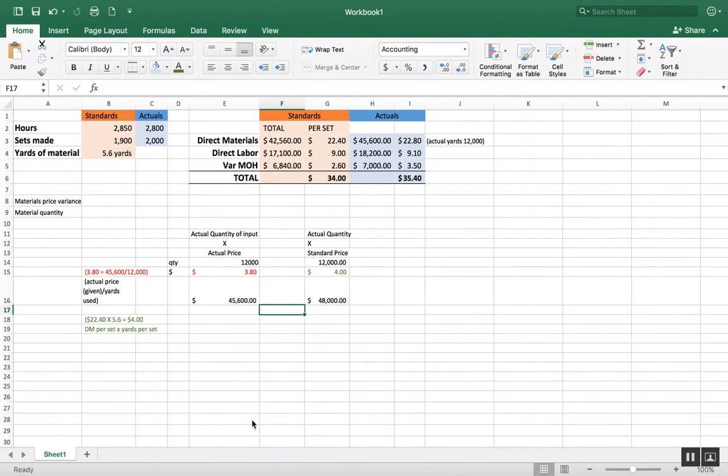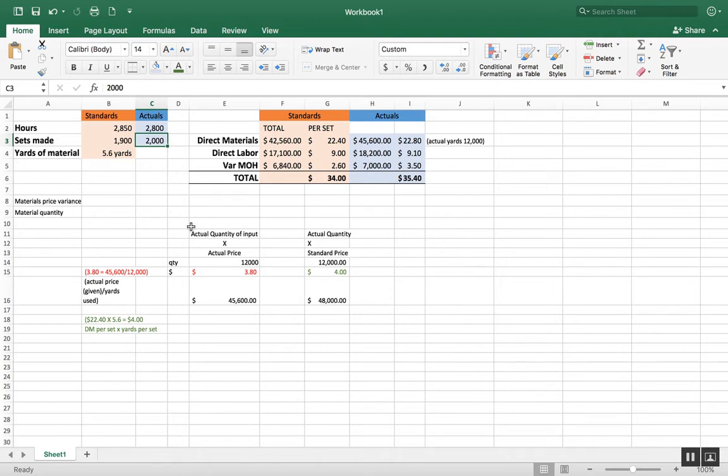So what I've done over here is built a little spreadsheet, and these are simply the numbers that were taken. But I wanted to just show you that there's a lot of information on the standards. So here are the hours that should be worked. This is how many sets should be made for those hours worked, and here are the yards of material. Now, on the other side are the actual, so I've tried to color code this. So there were actually 2,800 hours worked, and there were 2,000 sets made.